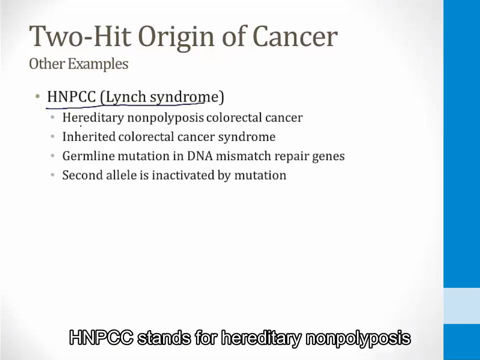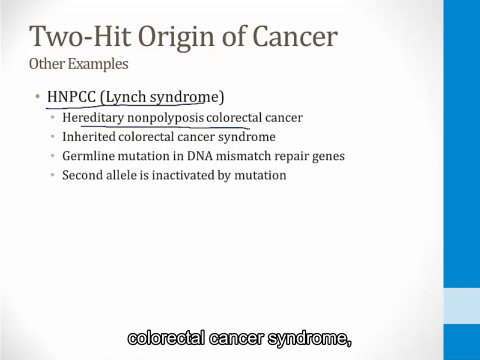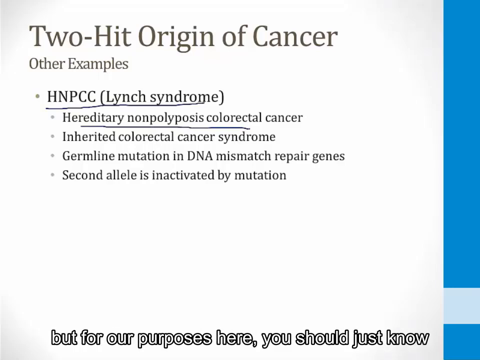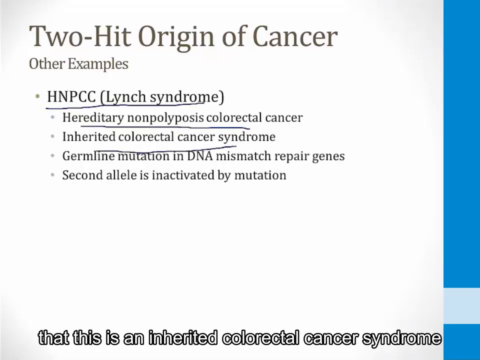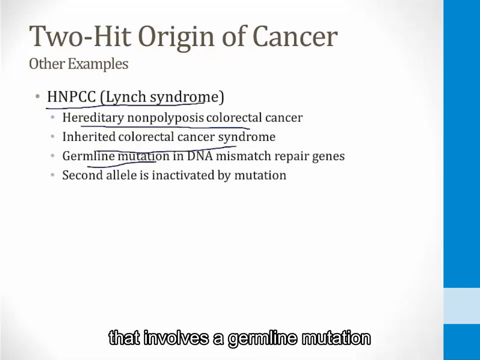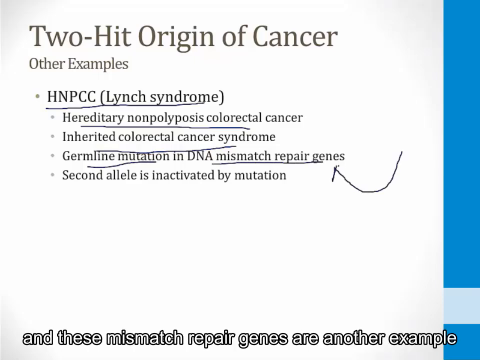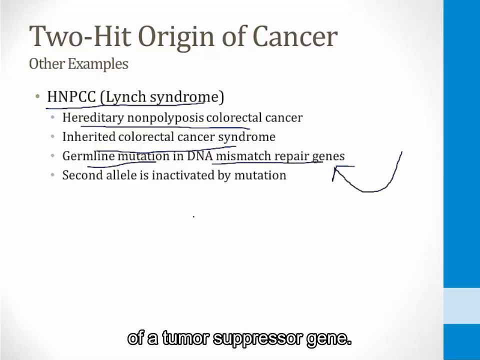Another example of the two-hit origin of cancer is HNPCC or Lynch syndrome. HNPCC stands for Hereditary Non-Polyposis Colorectal Cancer Syndrome, and I discussed this in detail in the GI section, but for our purposes here, you should just know that this is an inherited colorectal cancer syndrome that involves a germline mutation in DNA mismatch repair genes, and these mismatch repair genes are another example of a tumor suppressor gene.